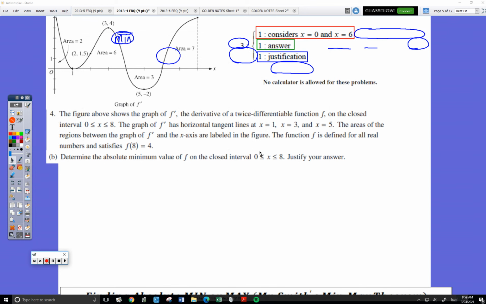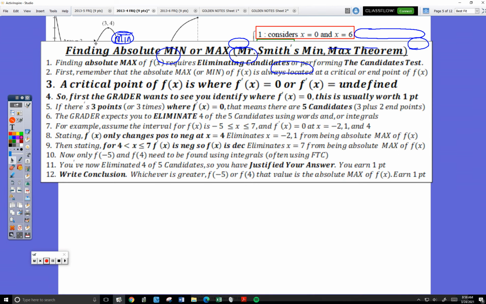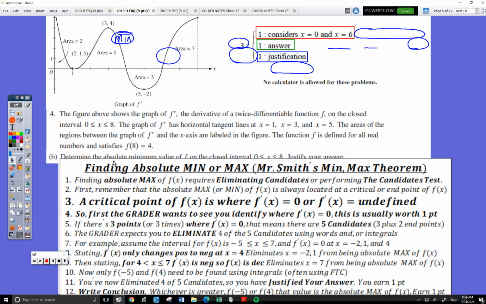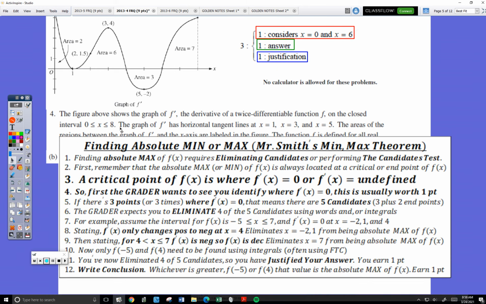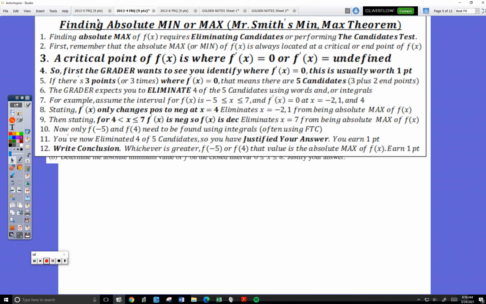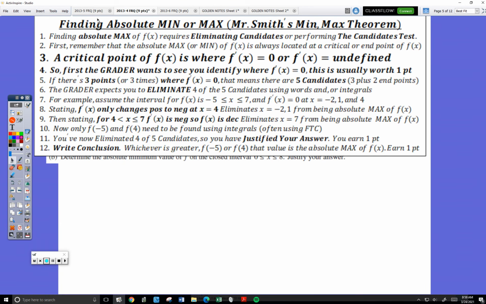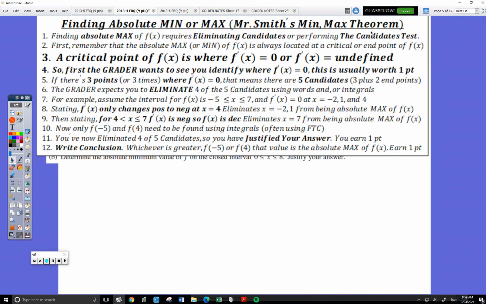Okay, part B, determine the absolute min value of f on the closed interval. That means I need to use the min-max theorem. So remember the min-max theorem. Let's clear this stuff off here. Remember the min-max theorem. The absolute min of f requires a candidate's test. So I'm going to do a candidate's test right here.